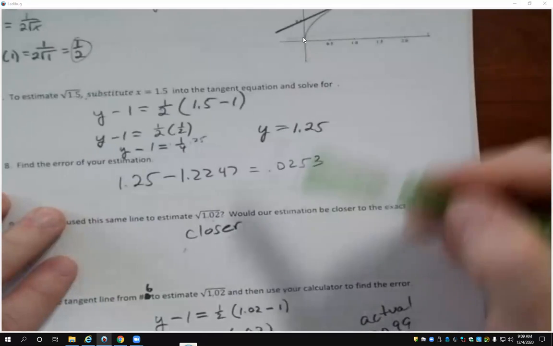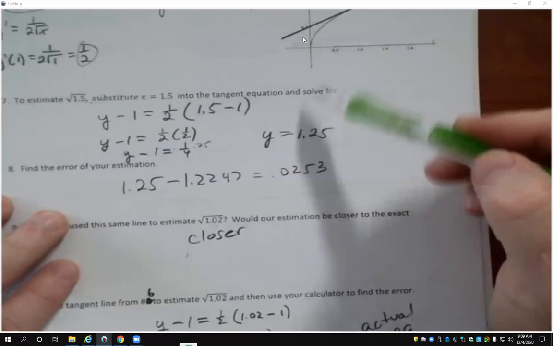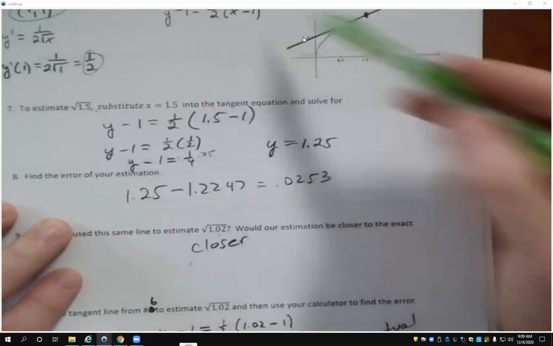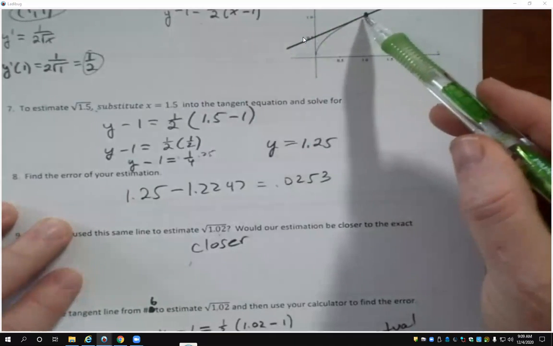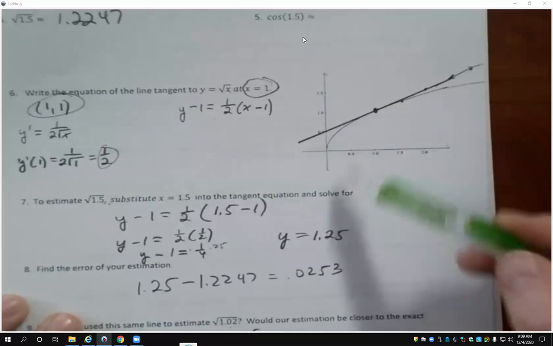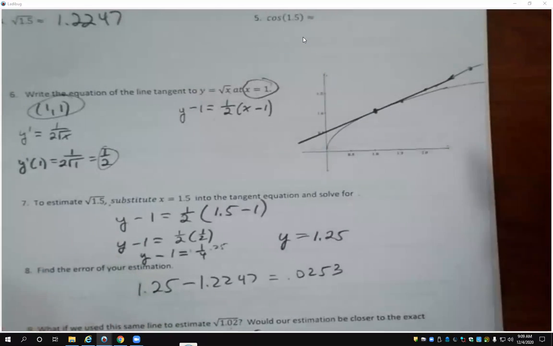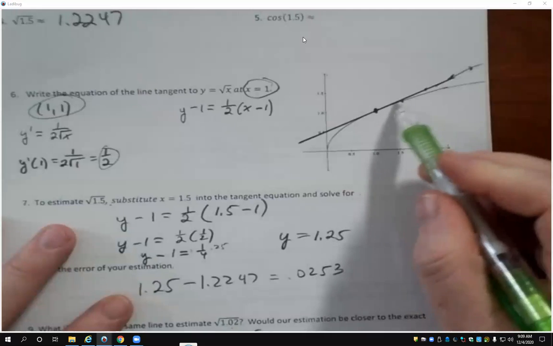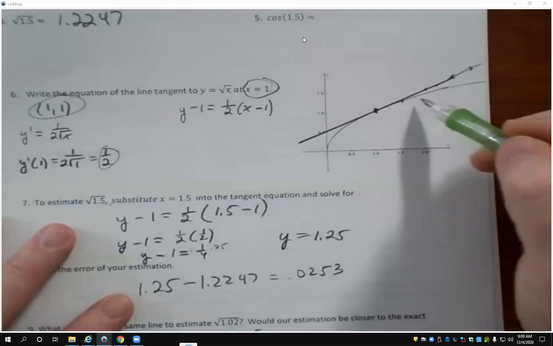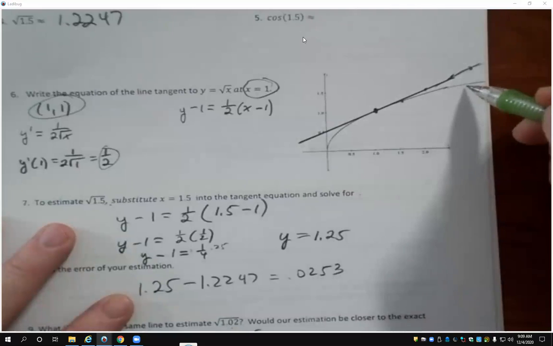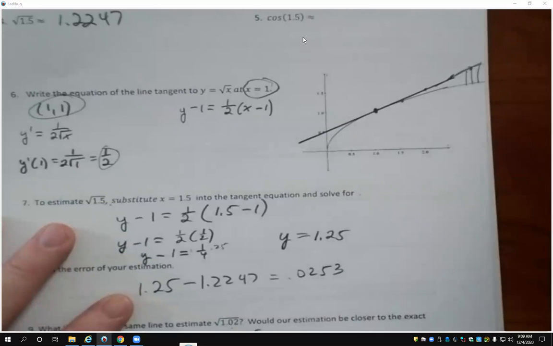The closer the value is that you're trying to estimate to your point of tangency, the closer your actual answer is going to be to the exact answer. Okay. Because your tangent line is closer to the actual function. The further you get away, the further the distance is from your actual function.